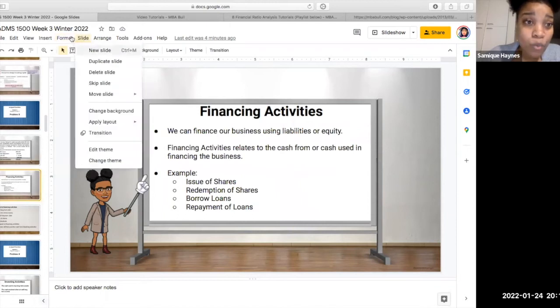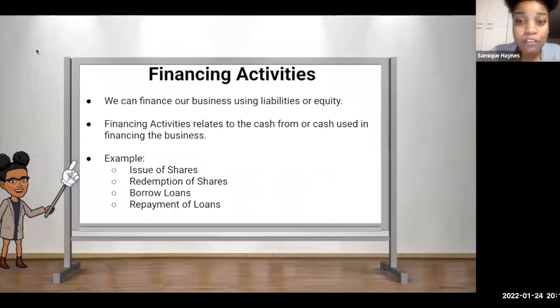The next part is financing activities. And we talked about what financing activities is all about, raising funds. Whenever you think financing activities, you're raising the funds. You can raise funds through equity means. You can raise funds through liabilities means. And so these different activities will result in cash coming in and cash going out of the business.